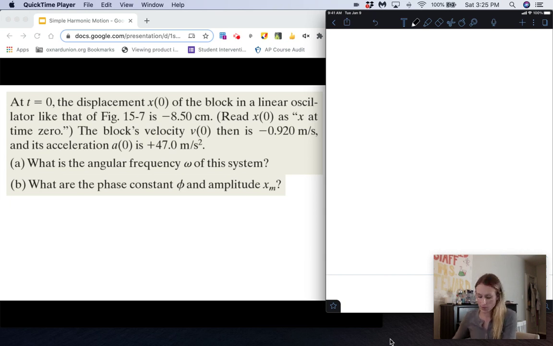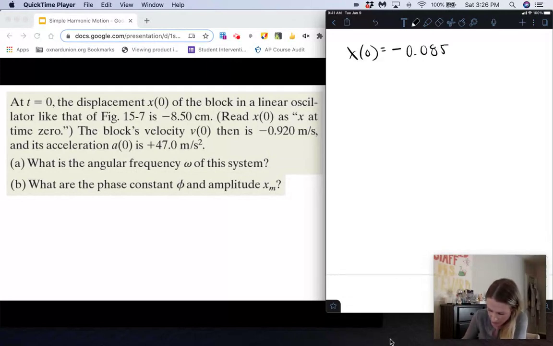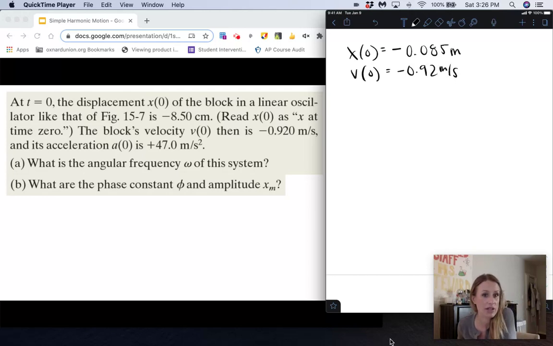Example number 2 for simple harmonic motion: at time t equals 0, the displacement of the block in a linear oscillator is negative 8.5 centimeters. So our displacement at time 0 is negative 0.085 meters. And the block's velocity at time 0 is negative 0.92 meters per second. And its acceleration at time 0 is 47 meters per second squared.